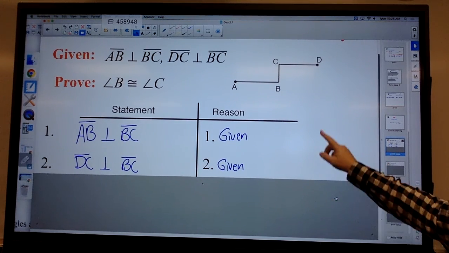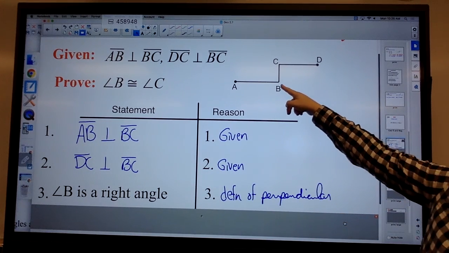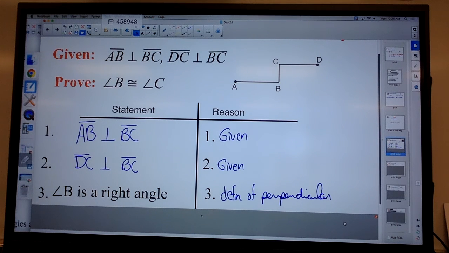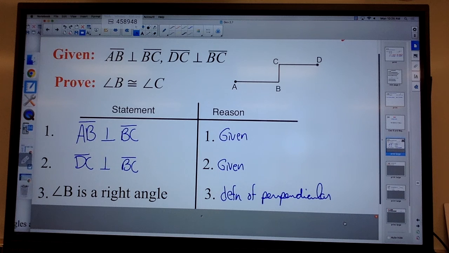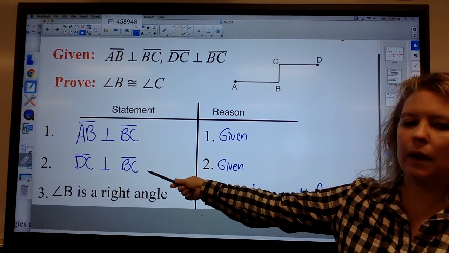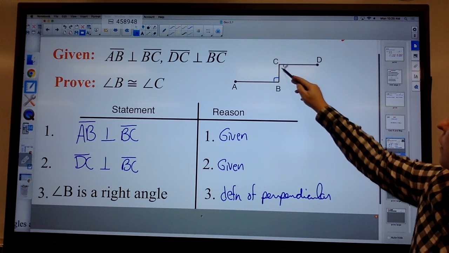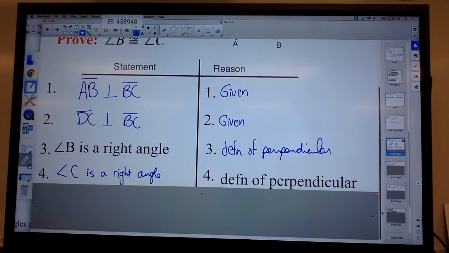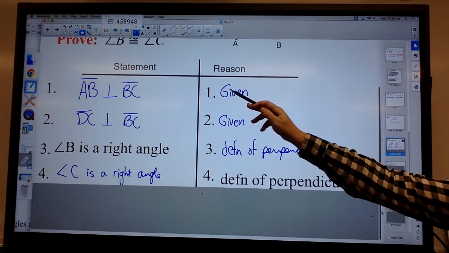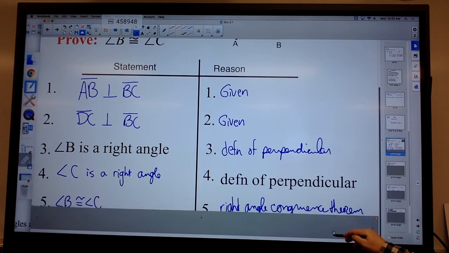Step number 3, what do we know about perpendicular segments? We know that they make a right angle, but we have to know the name of that right angle. Angle B is a right angle by the definition of perpendicular. If two segments are perpendicular, then they form a right angle. But the same also happens for the second pair of perpendicular segments. Here was our first one, here was our second one. So angle C is a right angle, also by definition of perpendicular. If there are two perpendicular givens, you're going to have two definition of perpendicular reasons.